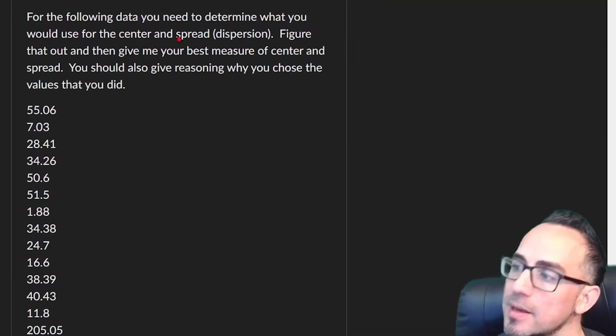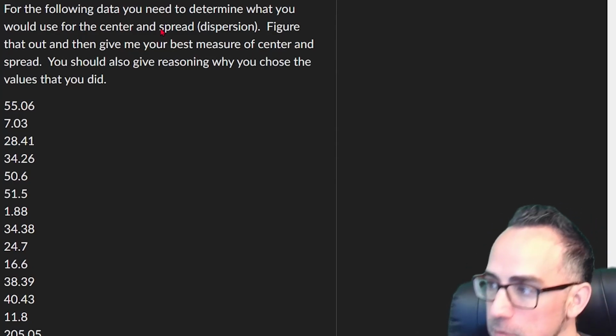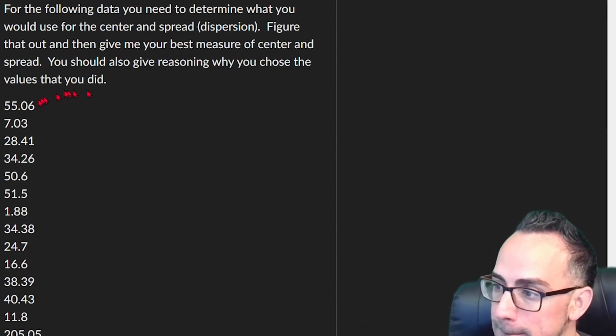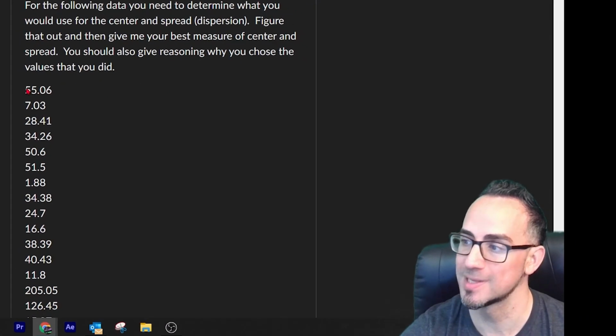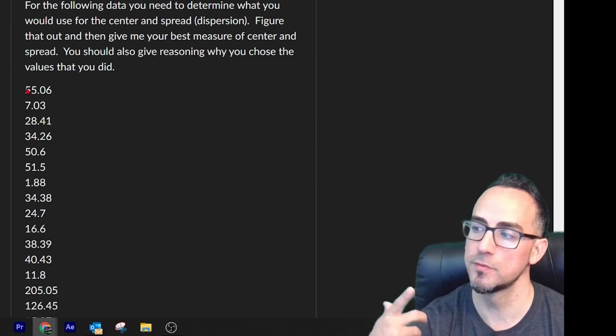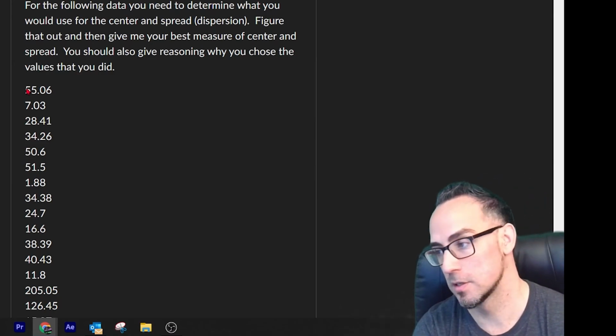Okay, for the following data, you need to determine what you would use for the center and spread, which is the dispersion. Figure that out. Show why. Okay. What should we use for the center? Should we use the mean or the median? What should we use for the dispersion? Should we use the standard deviation or the interquartile range?